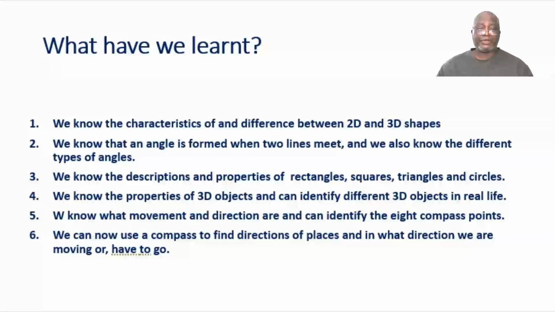We know the properties of 3D objects and can identify different 3D objects in real life. I showed you one. We know what movement and directions are and can identify the 8 compass points. We can now use a compass to find directions of places and in what direction we are moving or have to go. And before we go, I'll just show you briefly a few 2D and 3D shapes and their names, so watch closely.